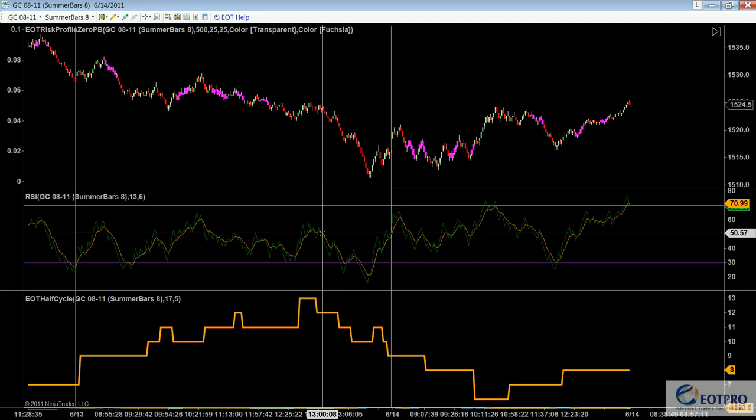The market is not a fixed thing. In my opinion, it's very difficult to apply a fixed length indicator to the market. You need to constantly adjust it and adapt it, and the EOT half cycle indicator can help you do that. Not only can you do that with RSI, but you can also do that with moving averages.